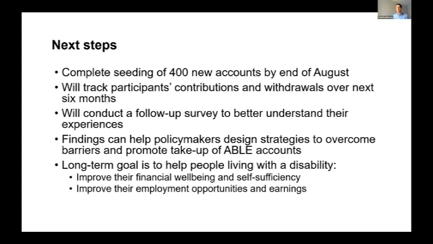Ultimately, the purpose is to understand exactly what the different mechanisms are that play a role in these barriers that prevent greater take-up rates, and inform policymakers on effective strategies to overcome each of these barriers. And ultimately, the goal is really to improve participation in this program so that we can improve the financial well-being and self-sufficiency of Americans living with a disability and their carers, and in the long run, hopefully improve also their employment opportunities and earnings.